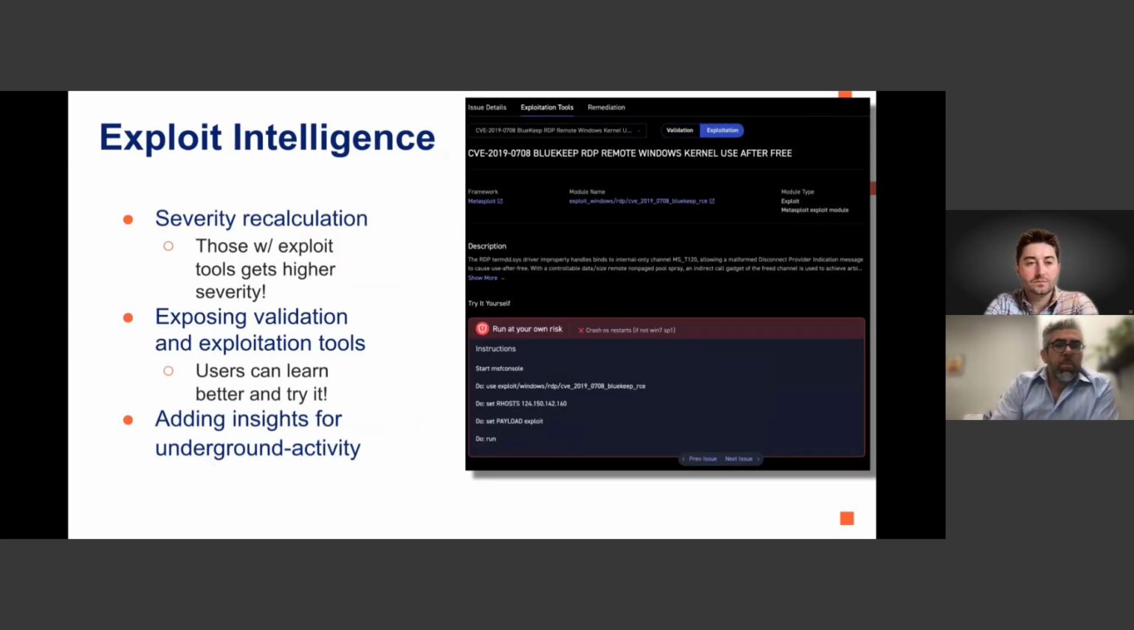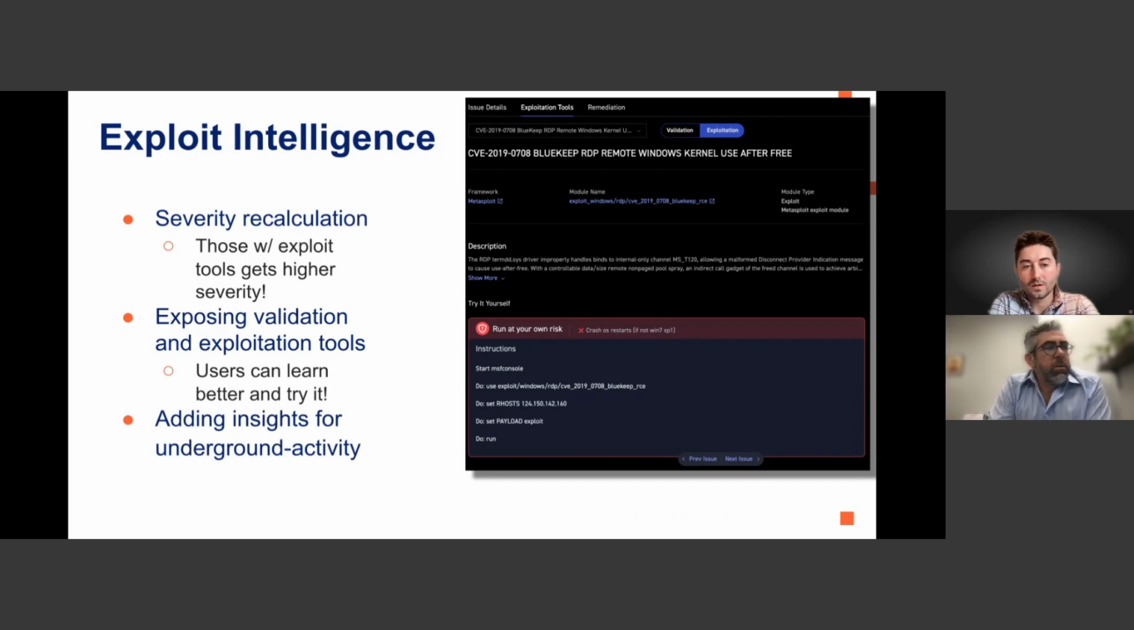So a good ESM solution should help you with prioritizing those vulnerabilities asset, but also recalculate the severity based on the maturity and, you know, the tools that are available. As you can see here, this is a way of exposing an exploitation tool with a customer. The severity should be recalculated, and those vulnerabilities with exploit tools should be higher with priority than anything else.